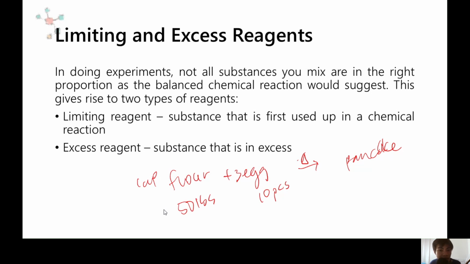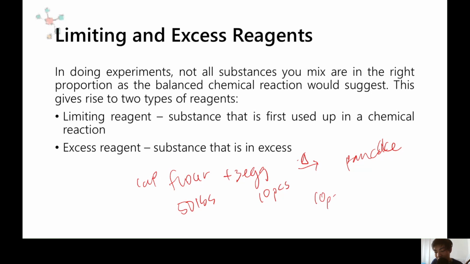So, sino yung limiting, sino yung excess? By looking, I have more than enough amounts of flour para sa 10 egg, no? Because if I have 10 eggs, ilang cup ng flour yung kailangan? So we can do that using stoichiometric relationship or just conversion factor. So ilang cup ng flour kailangan to use up the 10 eggs? Pwede natin gamitin yon using conversion.